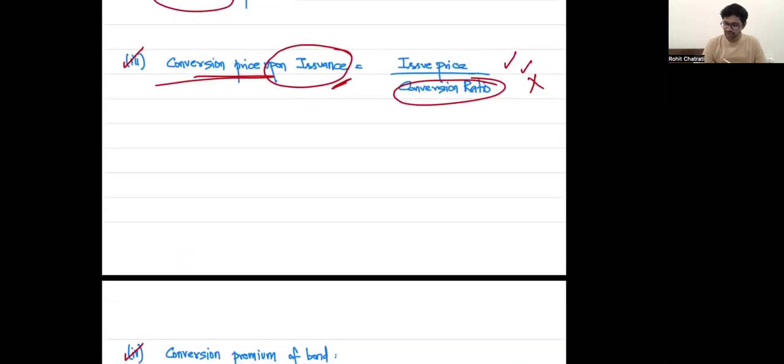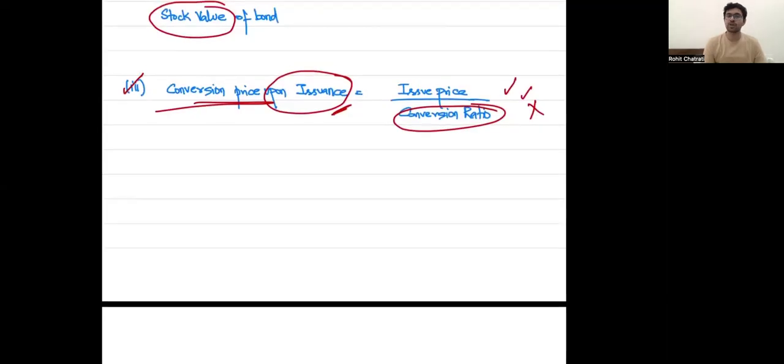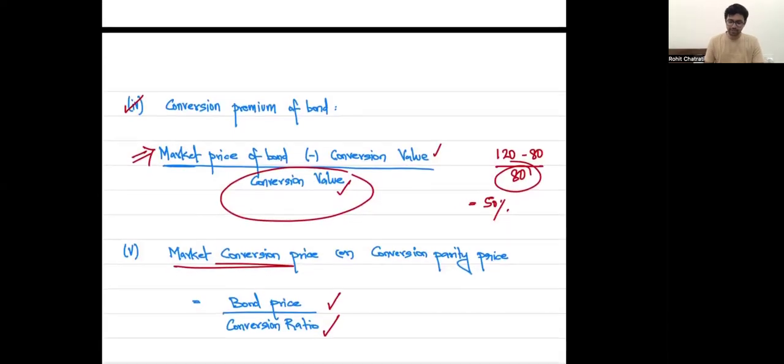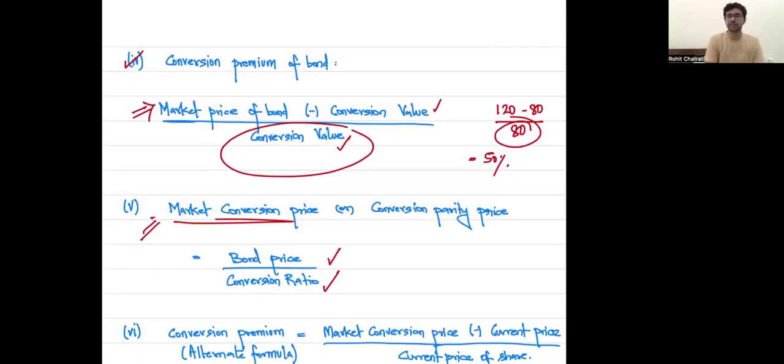I actually mentioned conversion price upon issuance only for the sake of clarity. It is not part of your curriculum, at least. It is there outside the CA Final curriculum, but there is no question anywhere where conversion price upon issuance has been calculated. What is going to be tested in the exam is the market conversion price. You'll be given the market price of the convertible bond, and you divide that by the conversion ratio to get the market conversion price.